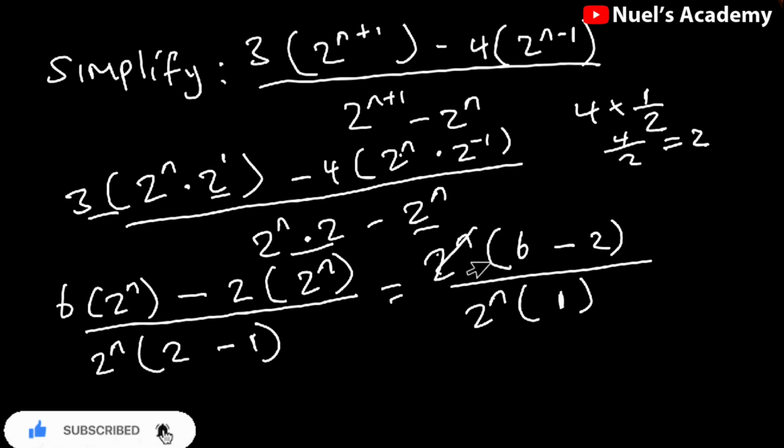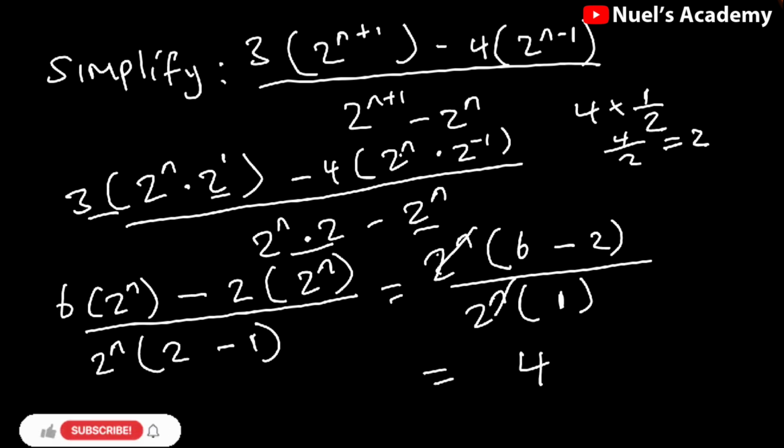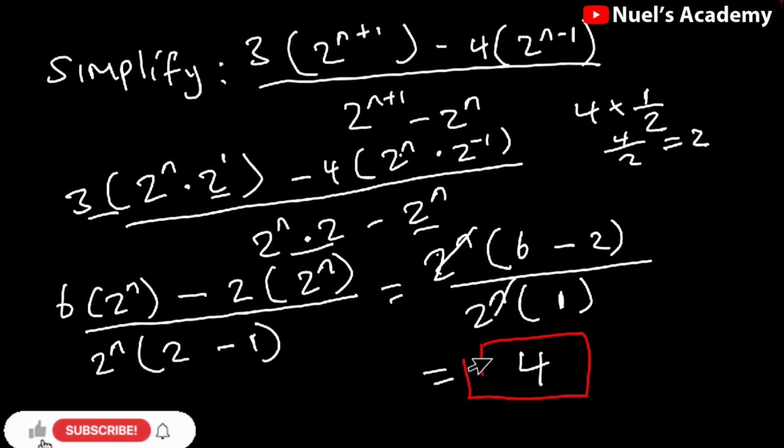Then this and this will cancel. 6 minus 1 is equal to 4. So we have this as our final answer.